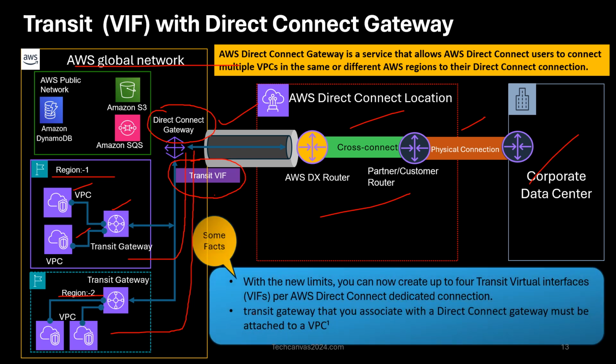So this is the fun fact. With the new limit, you can now create up to 4 transit virtual interfaces per AWS Direct Connect dedicated connection. Just remember this condition is applicable only for Direct Connect dedicated connections. The other thing is, the transit gateway that you associate with Direct Connect Gateway must be attached to a VPC. So there must be a connection. Then only this solution works.